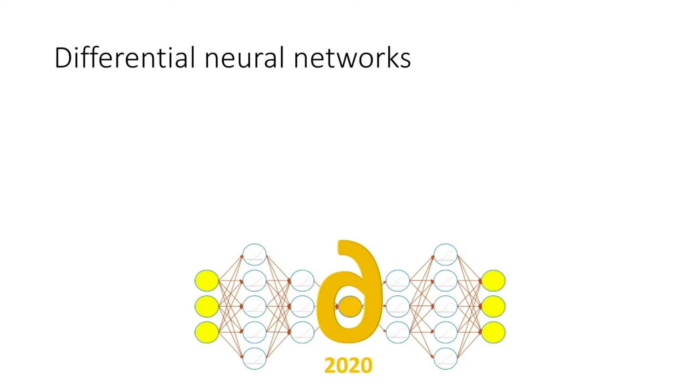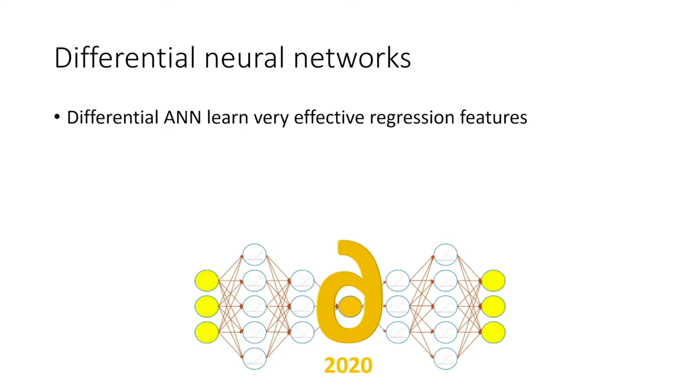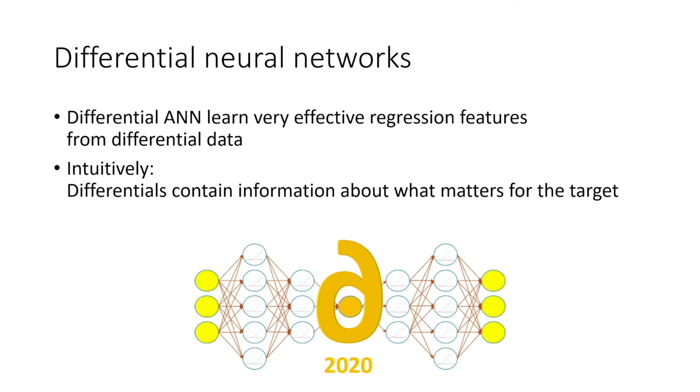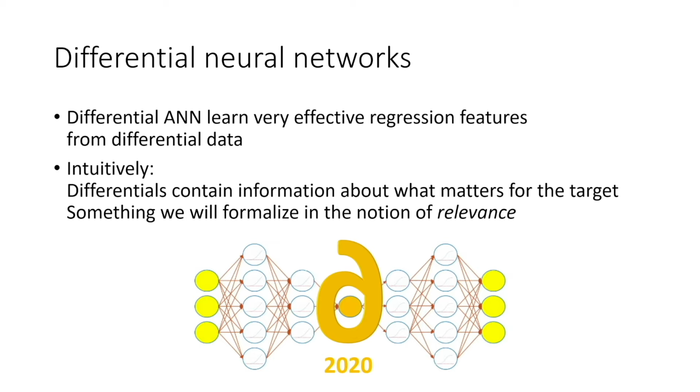Differential neural networks, in particular, are capable of learning very effective regression features from differential data. Intuitively, this is because differentials contain critical information about what matters for a given target. We'll formalize this notion and call it relevance.